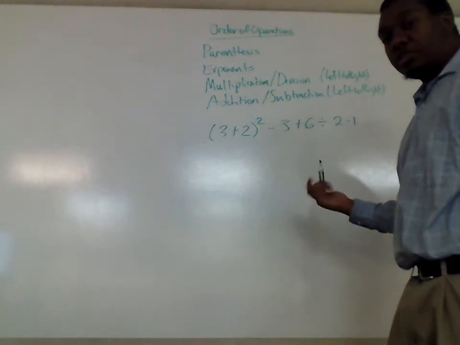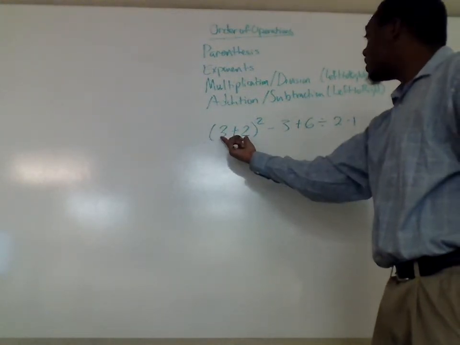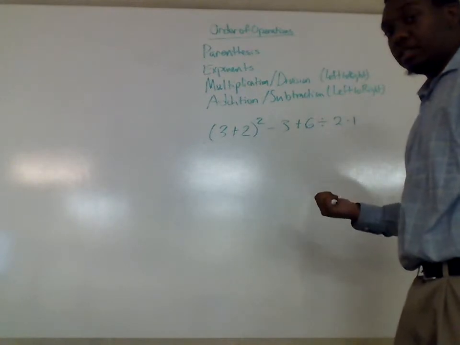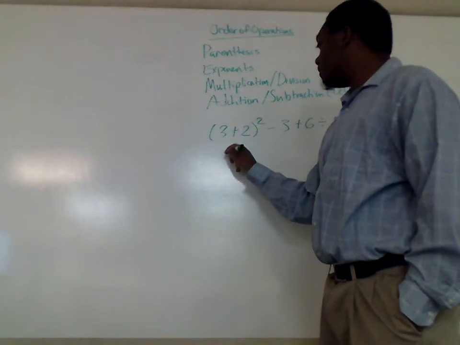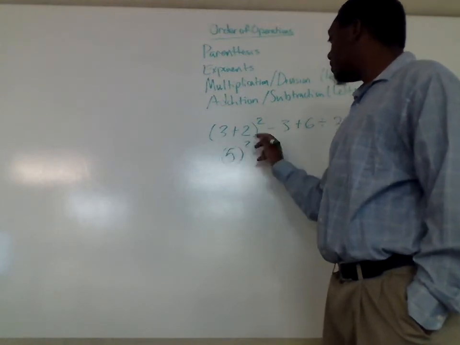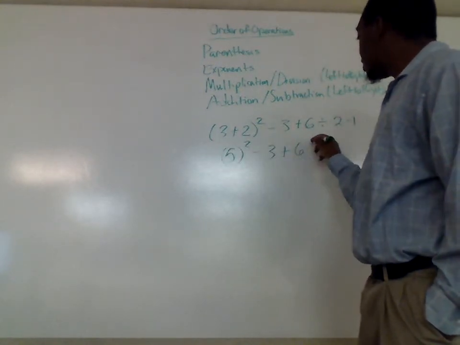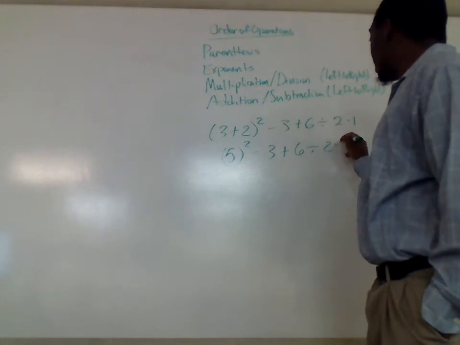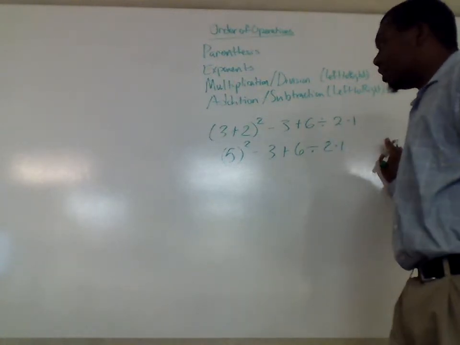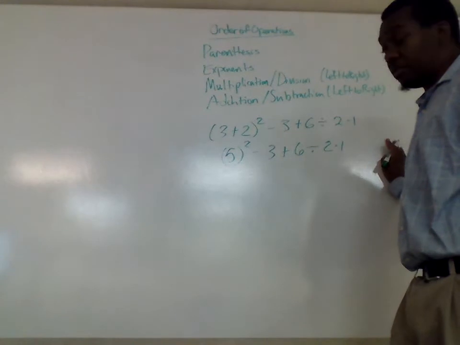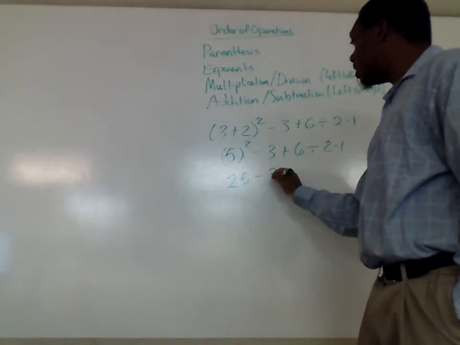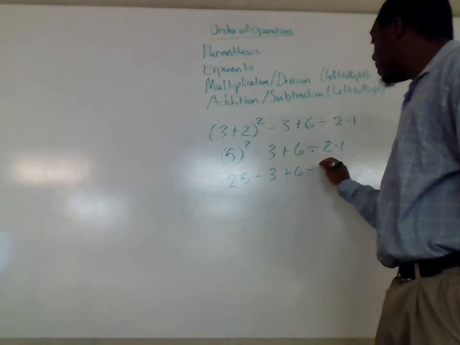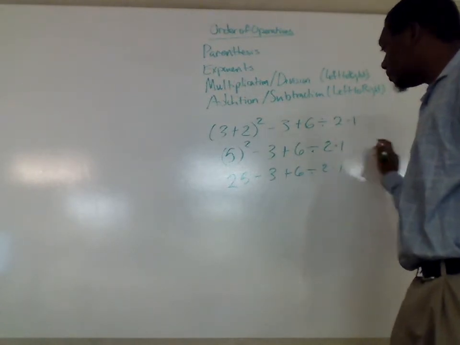We will first do parentheses. And in parentheses, I have 3 plus 2. And 3 plus 2 is going to be 5. So we have 5 squared minus 3 plus 6 divided by 2 times 1. All right. The next operation is exponents. So I would do 5 to the second power, which should give me 25. Minus 3 plus 6 divided by 2 times 1.